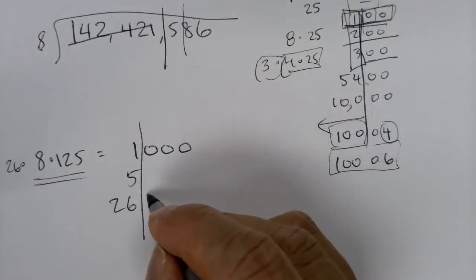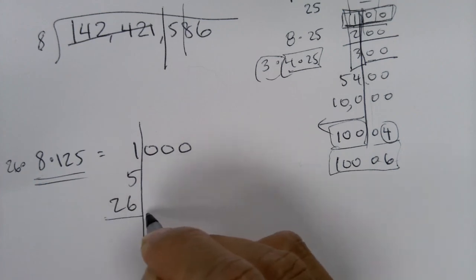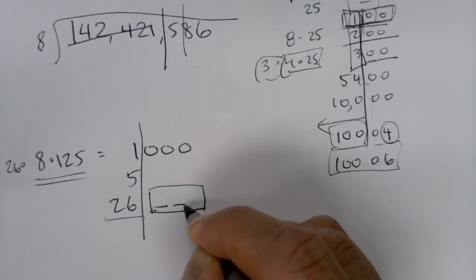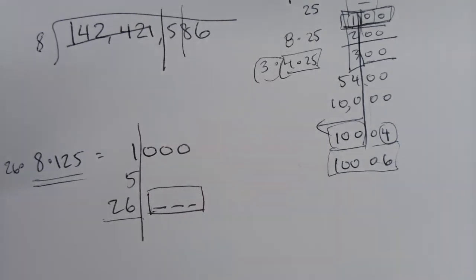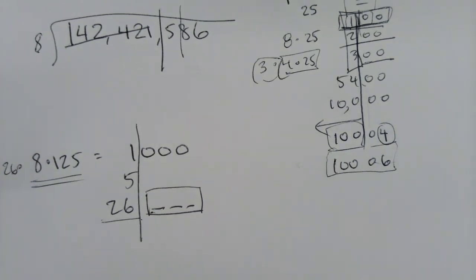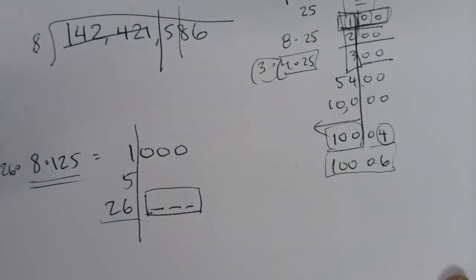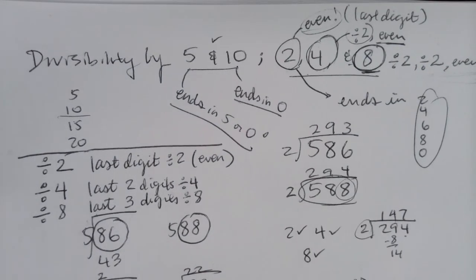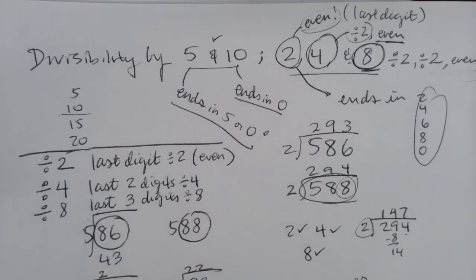So all I have to do, because I know that my thousands are divisible by 8, is check those last 3 digits to see if they are also evenly divisible by 8. Because then my whole number will be evenly divisible by 8. So, that's checking for divisibility by 5 and 10, 2, 4, and 8.